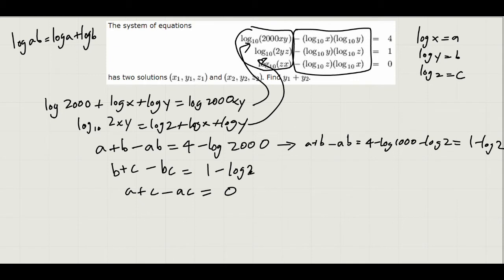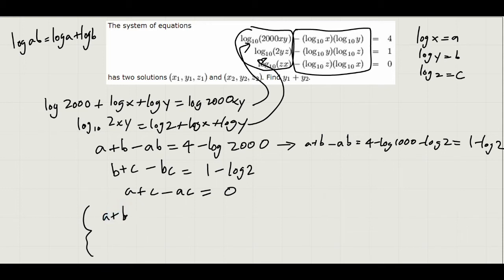So, you look at these expressions. It's symmetrical now. So, a plus b minus ab, b plus c minus bc, a plus c minus ac. It looks pretty neat. But the trick is, how are we going to solve these equations? The way to solve these equations is using Simon's favorite factoring trick. Simon's favorite factoring trick is essentially where you add or subtract a constant from both sides to make one side easier to factor. And the way we use it in this case is to do this.